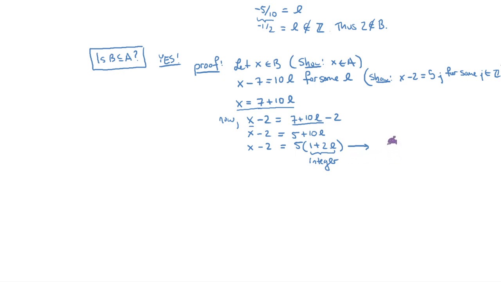And if you want to polish it a little bit, we could say now X is congruent to 2 modulo 5, right? That's the same thing as saying this, right? We have X minus 2 is 5 times an integer. So X is congruent to 2 modulo 5. And therefore, thus, X is an element of A, right? So that would be kind of a nice proof for this.